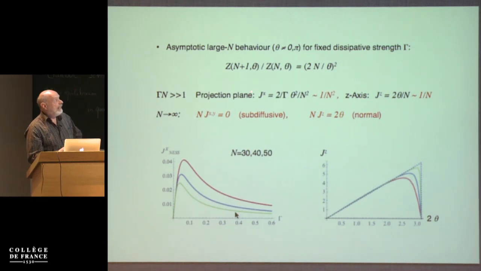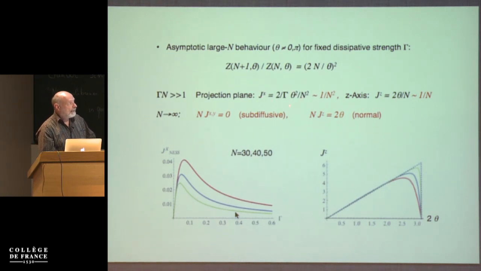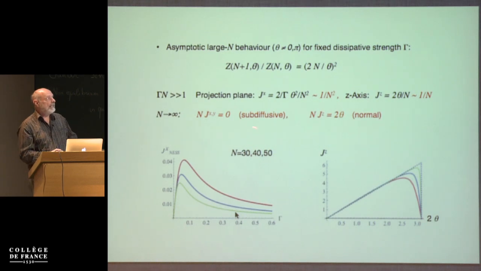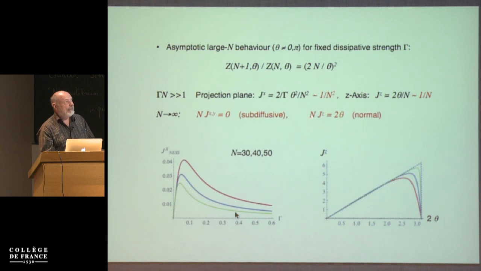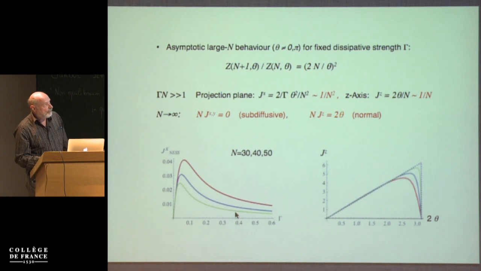Now that means that in the projection plane, the x current will be 2 over gamma times theta squared over n squared. So it will be 1 over n squared. Whereas along the z-axis, perpendicular to the projection plane, the current will be 2 theta over n, which is proportional to 1 over n. So now, if we look at n times the current, we will see that this will be 0, whereas this will be constant. That means that the current in the projection plane will be subdiffusive, whereas this will be a current like in normal diffusive transport. So that's what we find here.